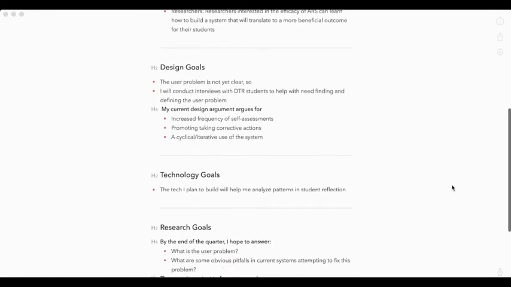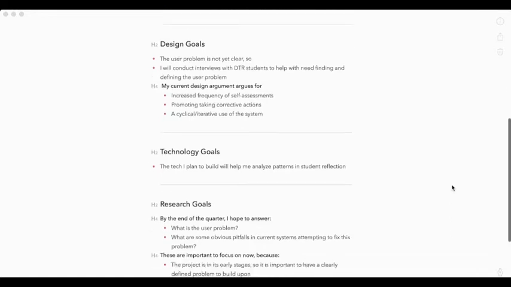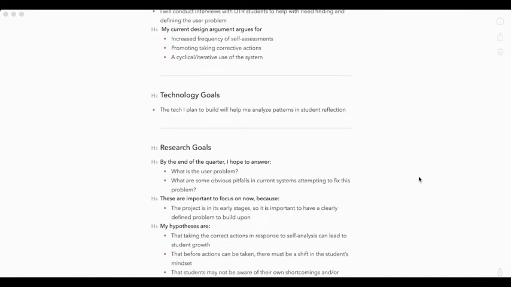Technology goals: the tech I plan to build will help me analyze patterns in student reflection and map their journey through DTR. Research goals: by the end of the quarter, I hope to answer these questions. What is the user problem? What are some obvious pitfalls in current systems attempting to fix this problem?